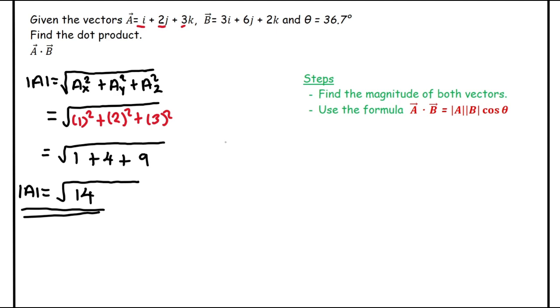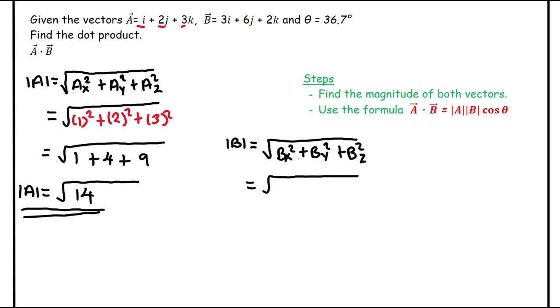Next, we find the magnitude of B. The magnitude of B is the same formula, the square root of the x component squared. What is the x component of vector B? That's 3. So we say 3 squared plus the y component, and the z component.